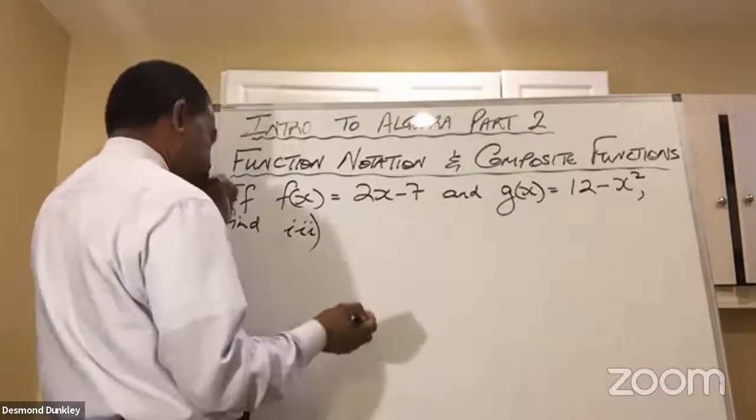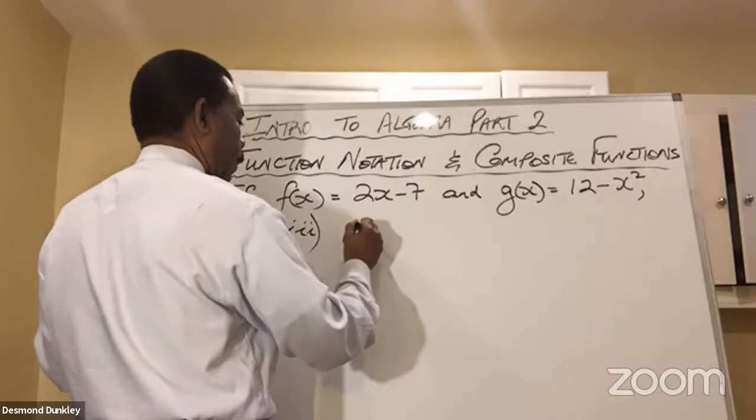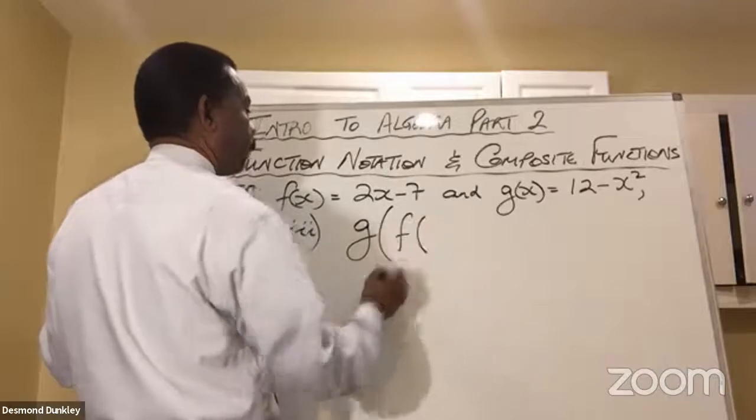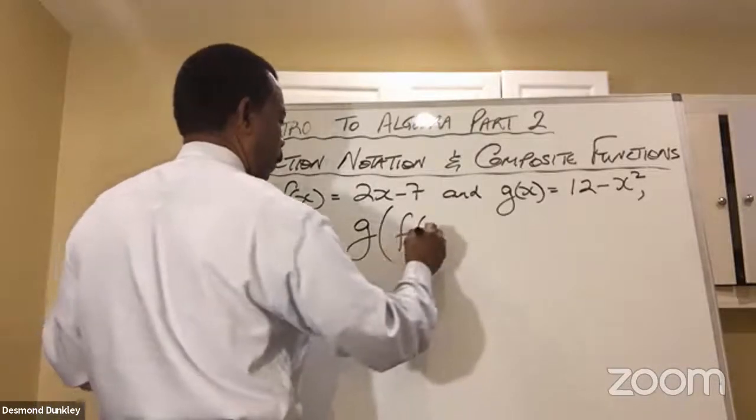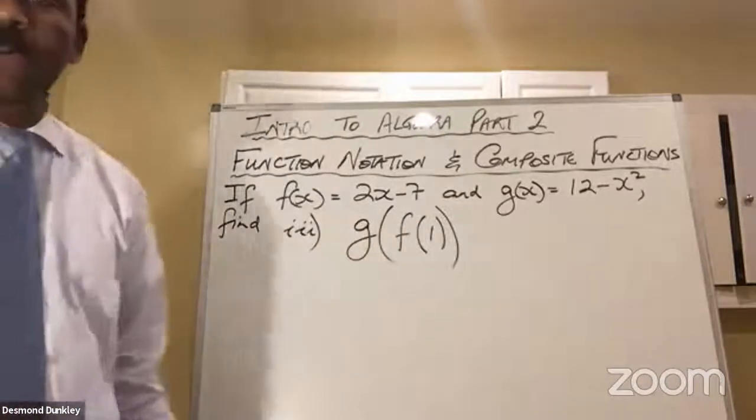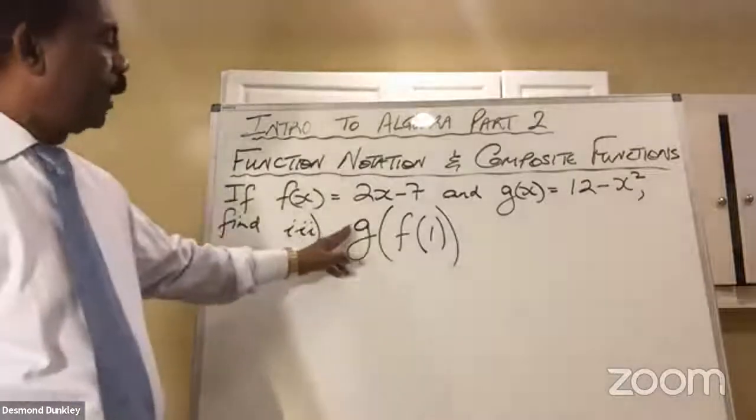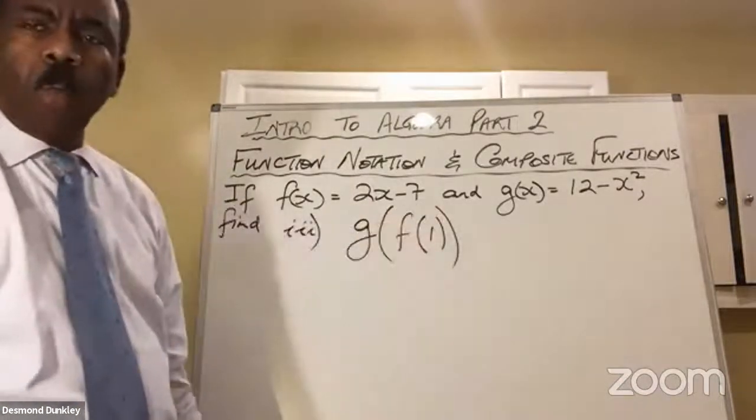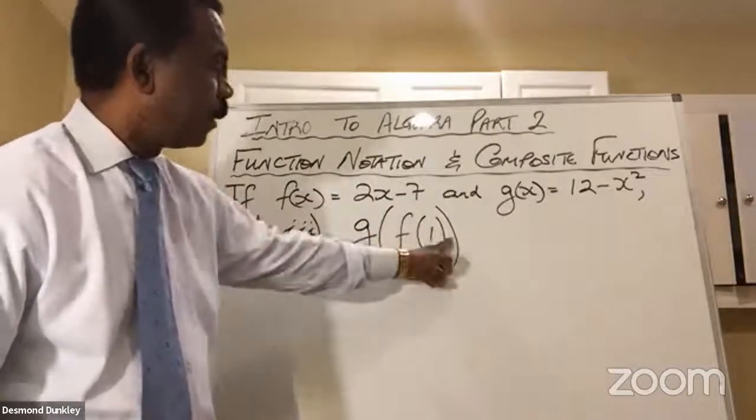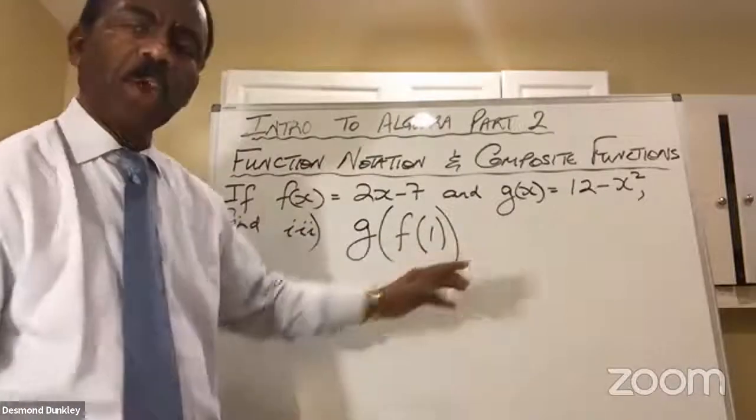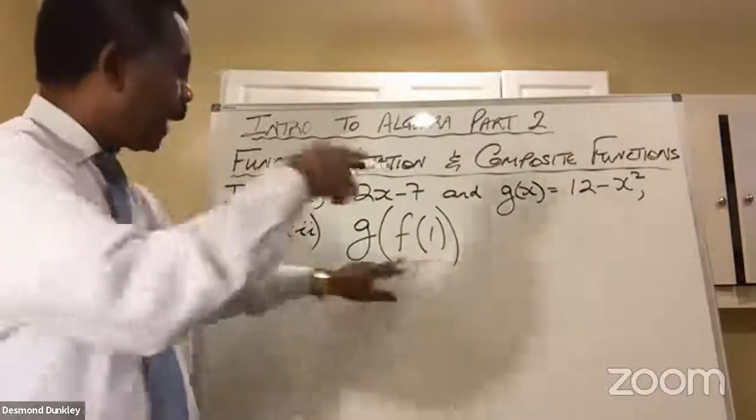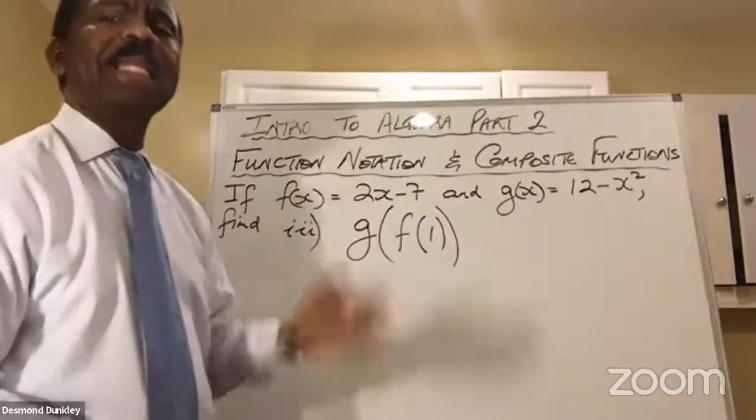Okay, what about G of F of 1? Wow, that's ugly. So we need to find G of F of 1. So how do you do it? We have to find out what this is equal to. Find what this is equal to first, so you work from the inside out. Whatever this is equal to, then plug that into the G function, and then get your answer.